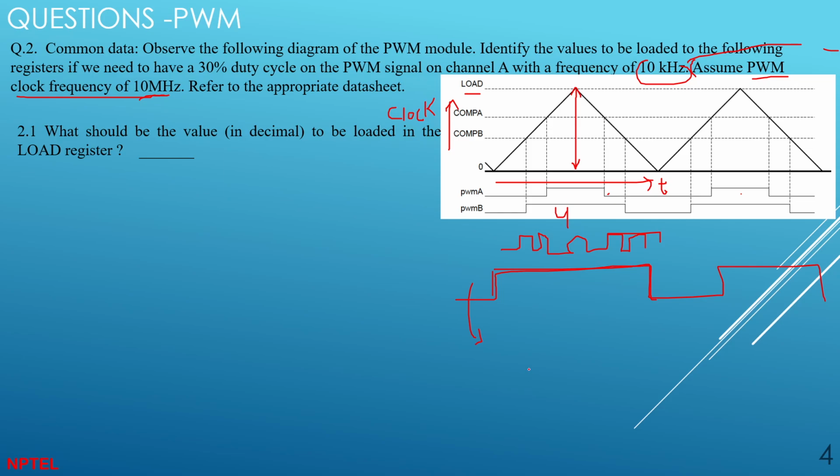That is the frequency given to you. And the triangle you see is called the carrier wave. The frequency of this carrier wave is equal to the frequency of the PWM, which is given here as 10 kilohertz. So basically, what is the time period for 10 kilohertz?